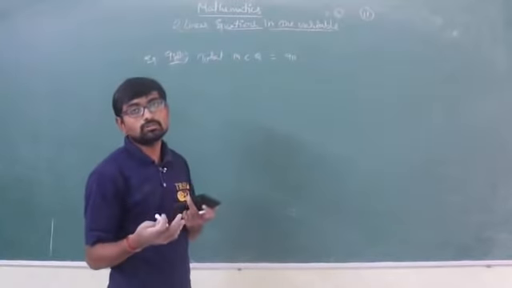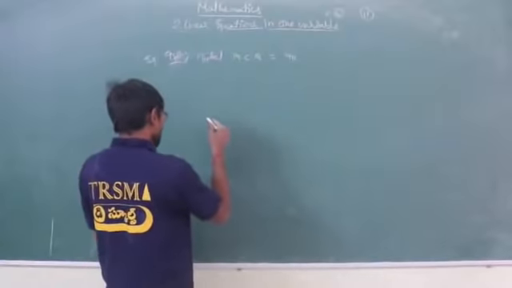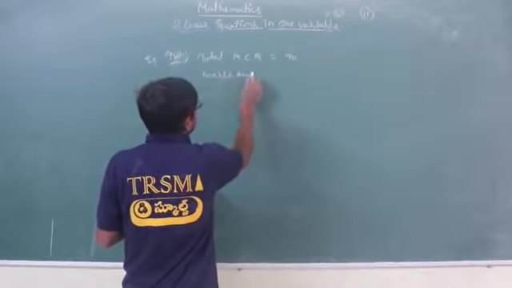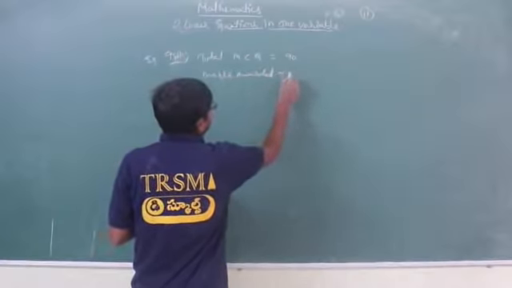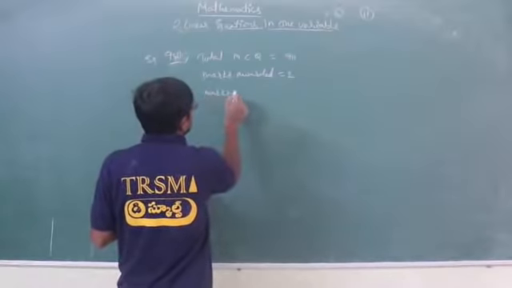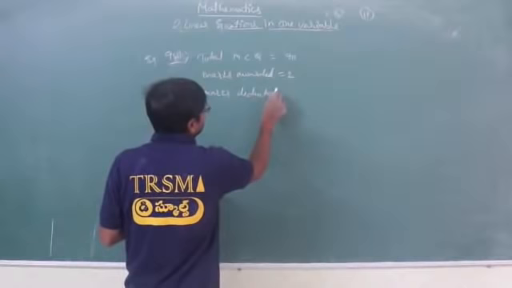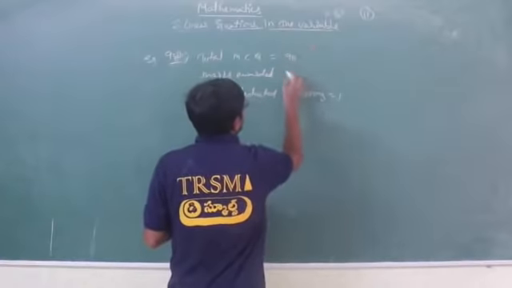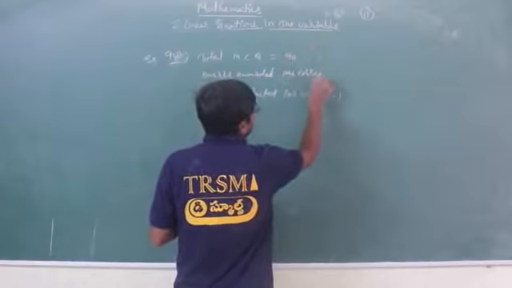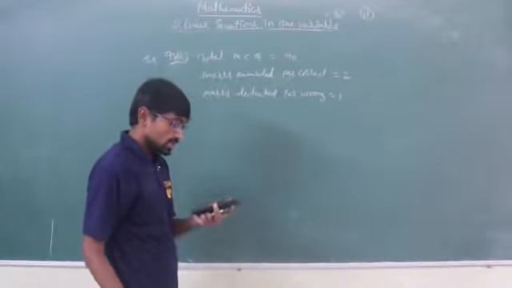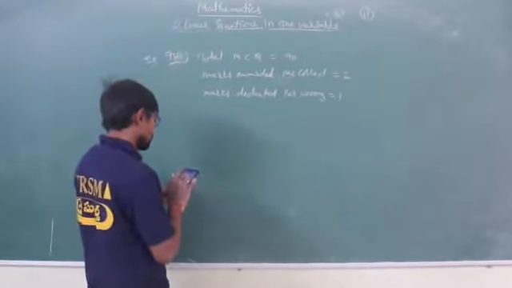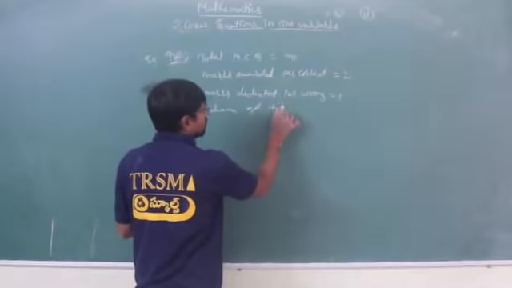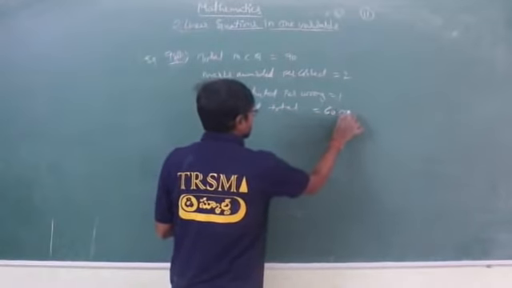We don't know how many correct we have written and how many wrong we have written here. So 2 marks awarded, 1 mark deducted. Per wrong question is equal to 1, per correct question is equal to 2. Now Shahana got how many marks? Shahana got a total of 60 marks.